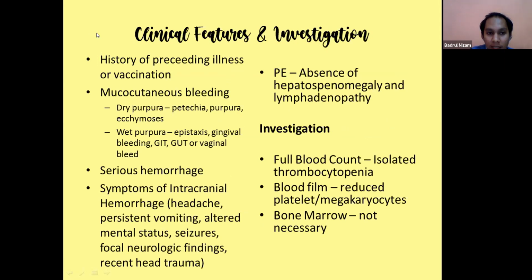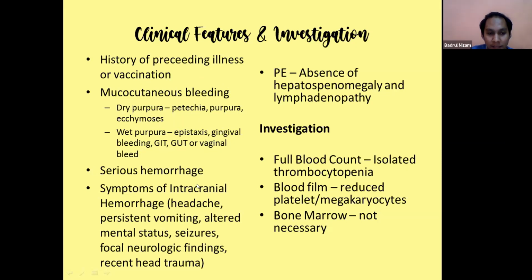So there may be a history of preceding illness such as viral infection or previous vaccination. And because immune thrombocytopenic purpura is a platelet disorder, it usually manifests as mucocutaneous bleeding. It can be either dry purpura, which presents with petechiae, purpura, ecchymosis, or wet purpura, which is a mucus bleed, such as from the nose, gingival bleed, GIT, genitourinary tract, or vaginal bleed.